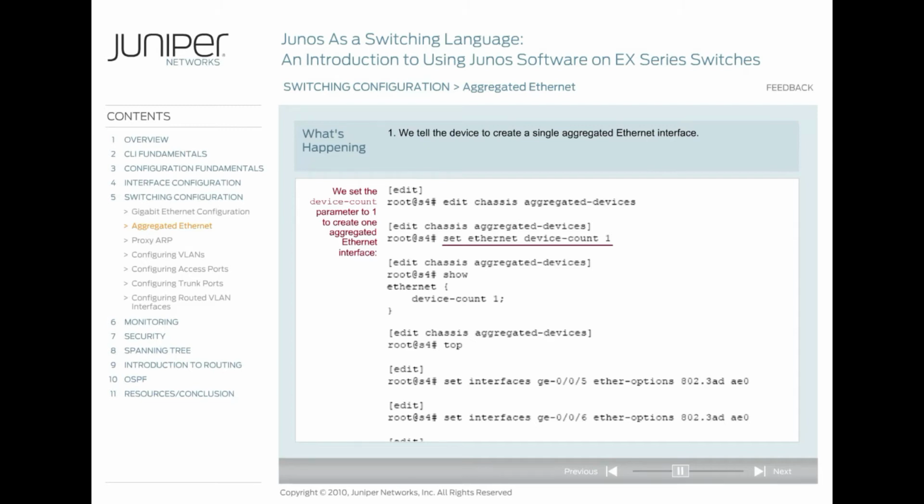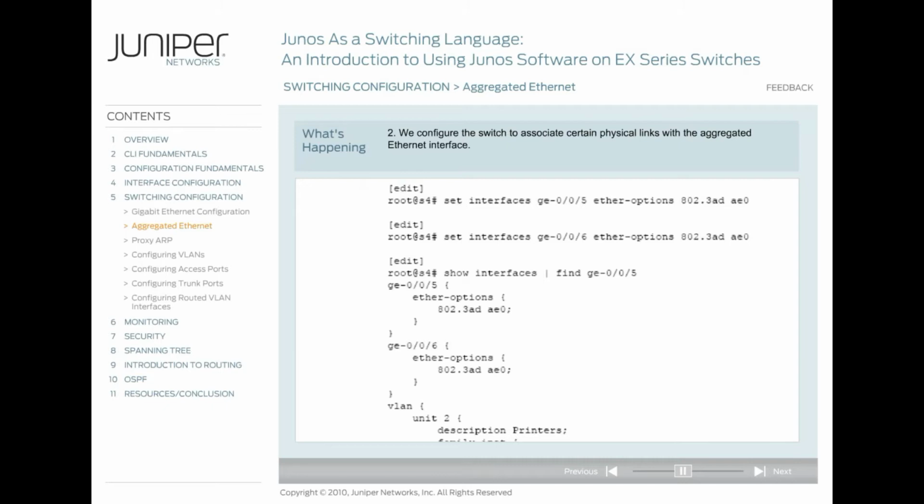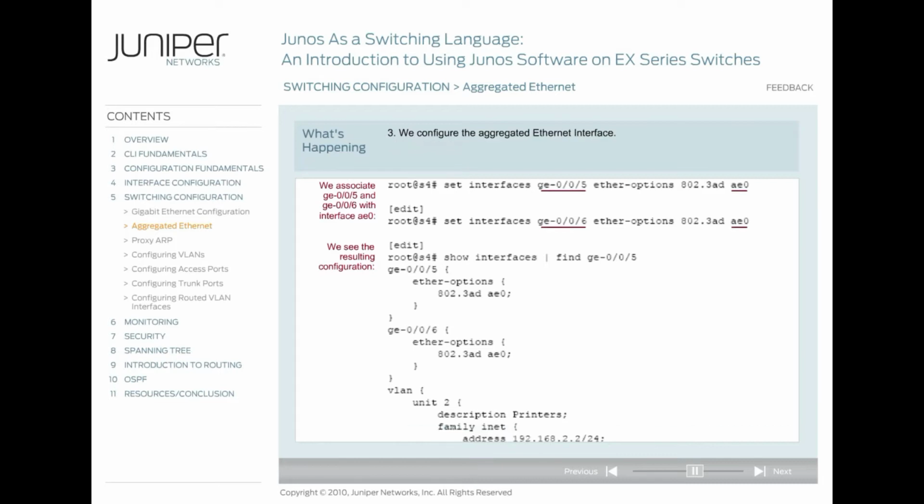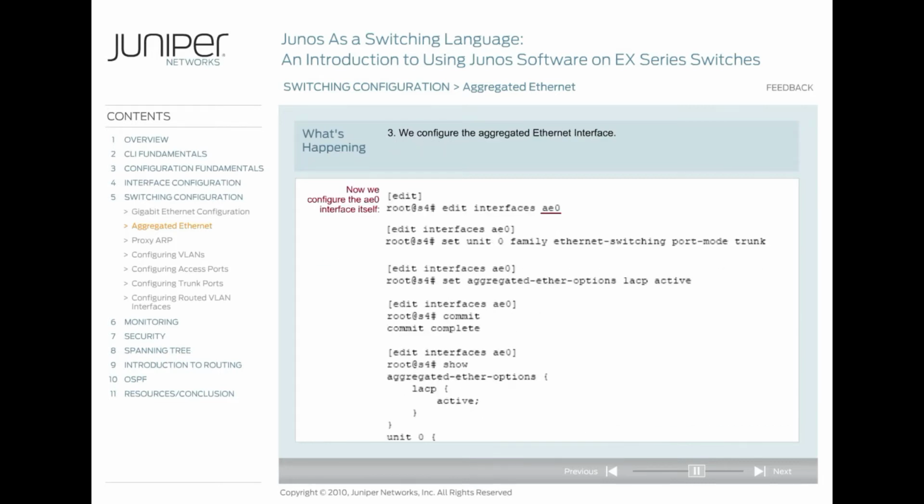Next, you configure the switch to associate certain physical links with the aggregated Ethernet interface. You do this by setting the 802.3ad parameter under the ether-options sections of the physical interface. Here, we will associate ge-0/0/5 and ge-0/0/6 with interface ae0. Finally, you configure the ae0 interface itself.